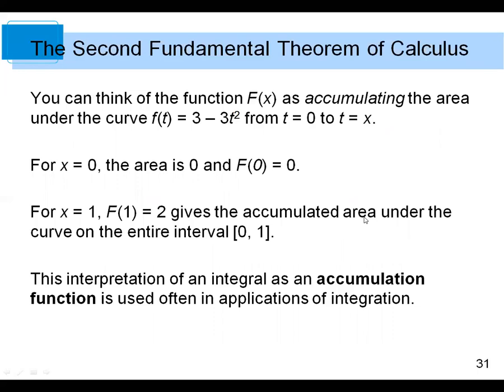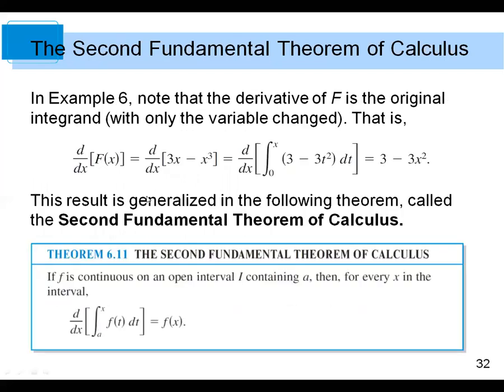So you can think of the function F of x as accumulating the area under the curve of f from 0 to whatever you plugged in for x. For 0, the area is 0 because capital F of 0 is 0 and there is no width to our region. For x equals 1, F of 1 equals 2 gives you the accumulated area under the curve on the entire interval 0 to 1. Now this interpretation of an integral as an accumulation function is used in applications of integration.